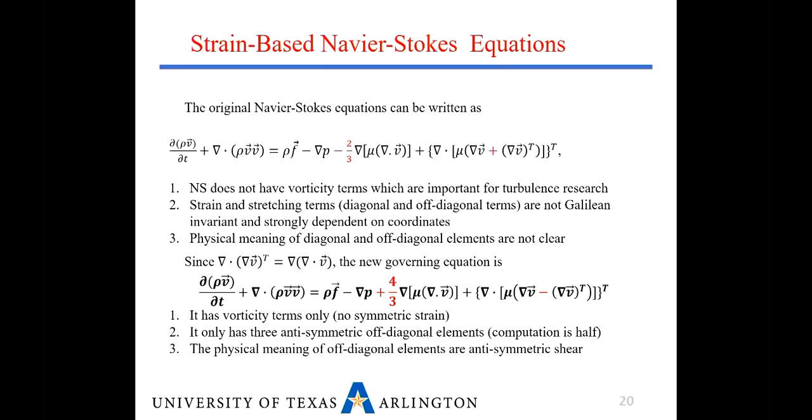Okay? Then of course, what's the advantage? Well, use this, what's the advantage? Because vorticity is anti-symmetric, it only has 3 unknowns. Strain has 6 unknowns. Vorticity is 3 unknowns because the diagonal is 0.